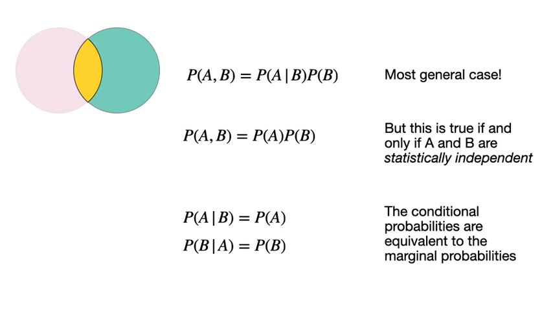And likewise, it would work the other way around. Statistical independence has to be commutative. If two variables are statistically independent, then A given B is just the probability of A, and the probability of B given A is just the probability of B.